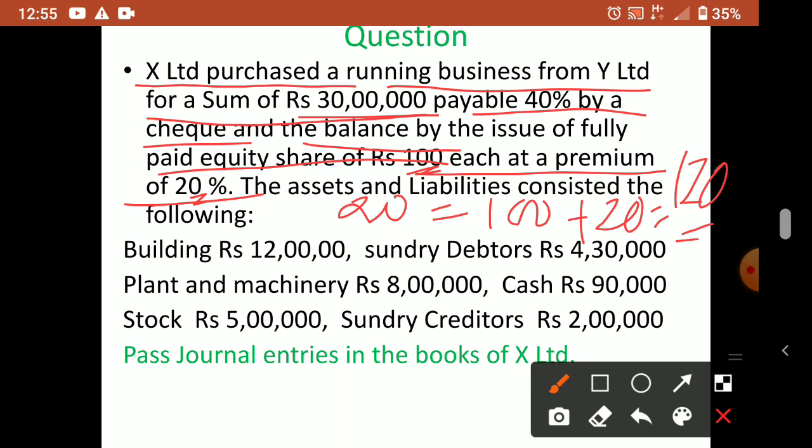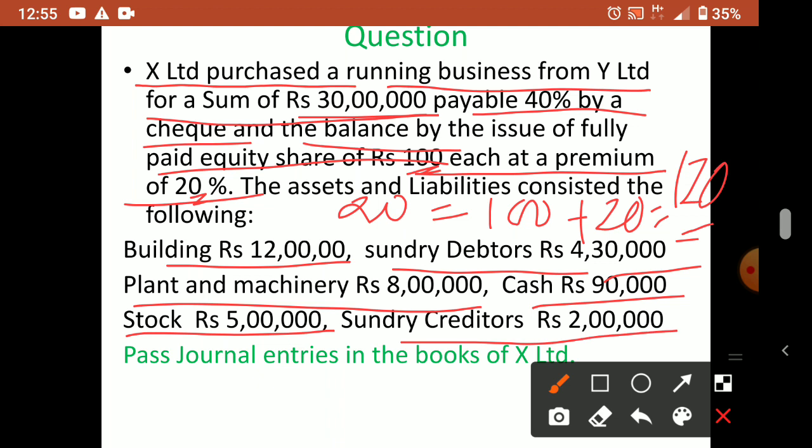Okay. So what are the items they purchased from the business is building. Here you see asset given separately. So that's why this question I am discussing. Debtors 4 lakh 30, plant and machinery 8 lakh, cash 90,000, stock 5 lakhs, sundry creditors 2 lakhs. So these are the different assets they purchase. So when assets they have given like this separately, so asset usually what we write, sundry asset account debtor to vendor. So instead of sundry asset you write the assets name itself in the journal entry.